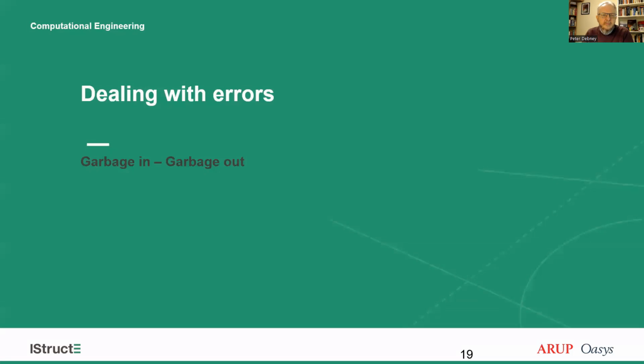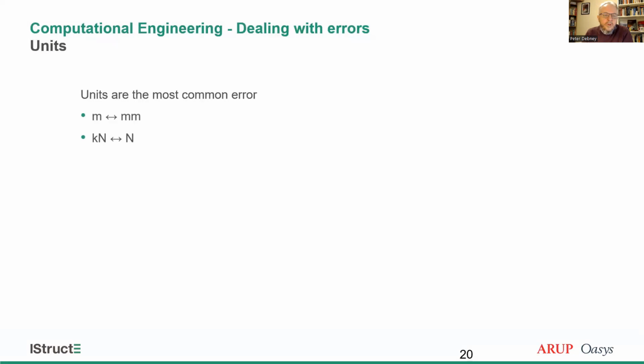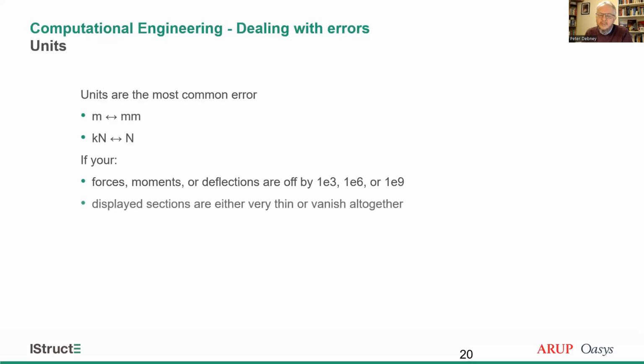Now, you found there are errors. Where might these errors be coming from? When I'm supporting my users, they say my model's wrong, I can't work out where something's up. First place I'll look is the units. This is possibly the most common area of errors. People getting confused between millimeters and meters, kilonewtons and newtons. And basically, if your results are off by thousands, a million, a billion, these are most likely unit errors.